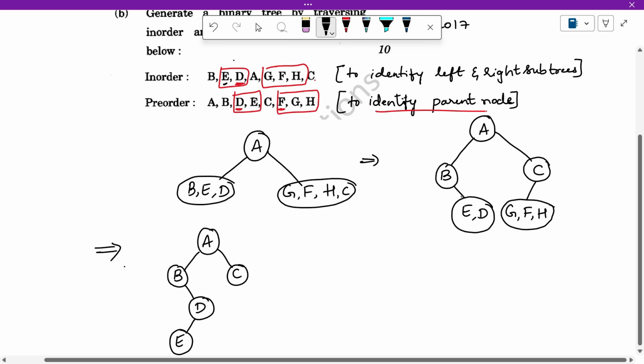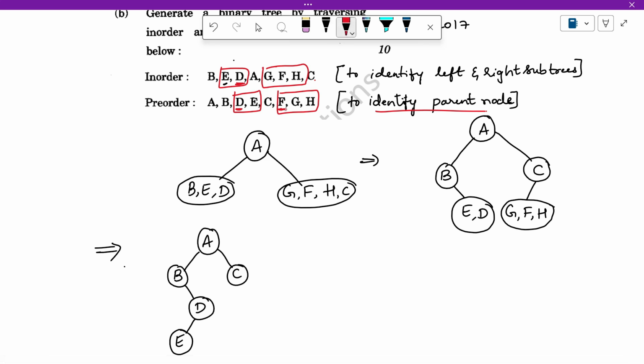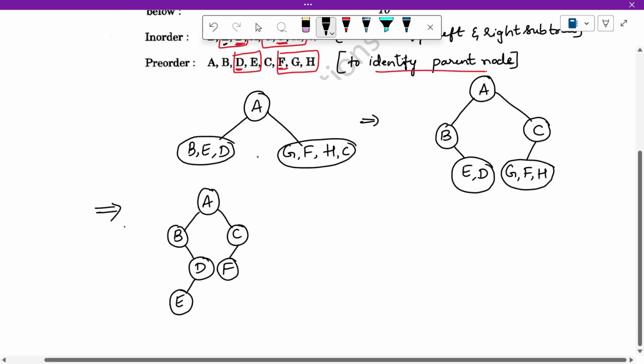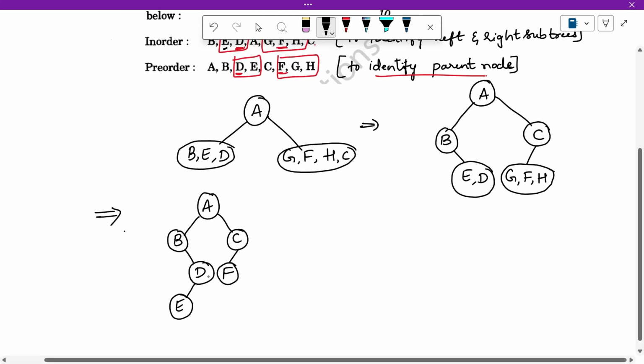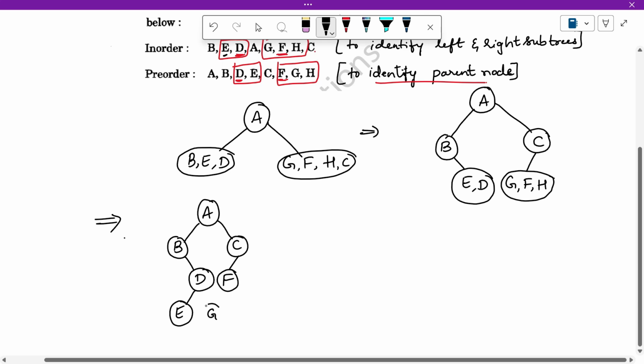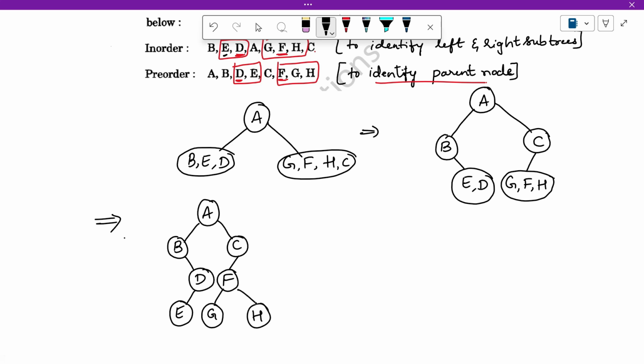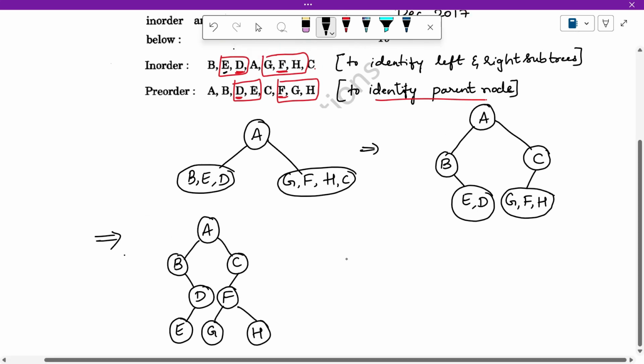Right side, we have GFH. In this, we have identified that the one that comes first in pre-order is F. So this is the parent node. And this is the left child of C. For C, F is a left child and that is a parent node. And in in-order, you identify F. F is in the middle. To the left, you have G. To the right, you have H. It means G is the left child of F. And H is the right child of F. Okay, this is your tree.